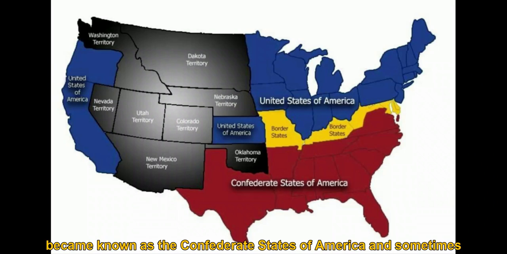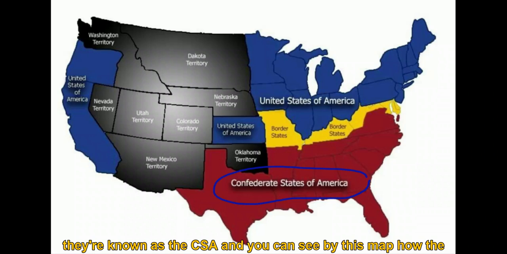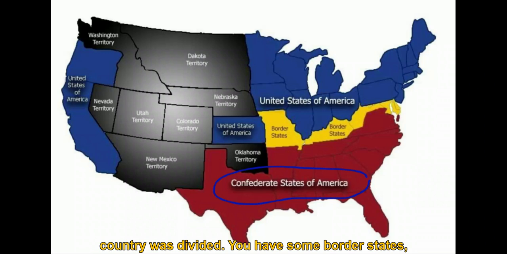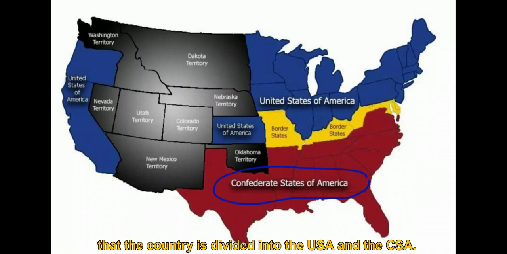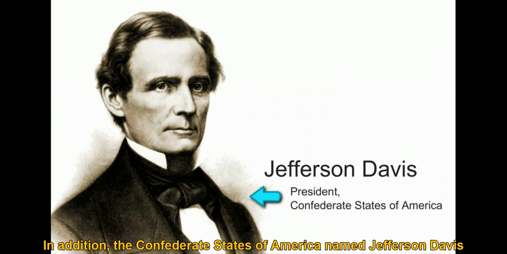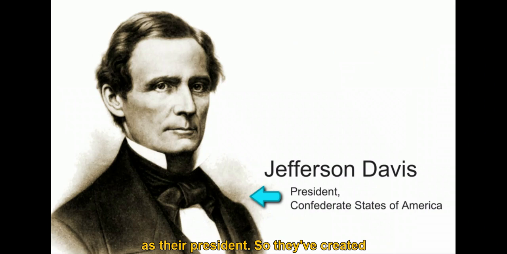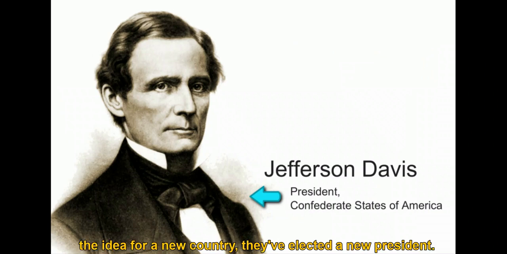They formed what became known as the Confederate States of America. And sometimes they're known as the CSA. And you can see by this map how the country was divided. You have some border states. We'll be talking about that in an upcoming podcast. But you can see that the country is divided into the USA and the CSA. In addition, the Confederate States of America named Jefferson Davis as their president. So they've created the idea for a new country. They've elected a new president.